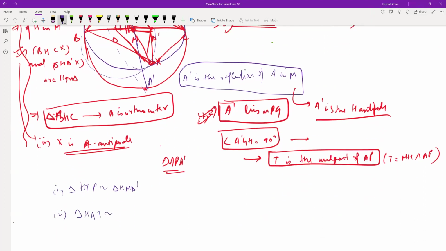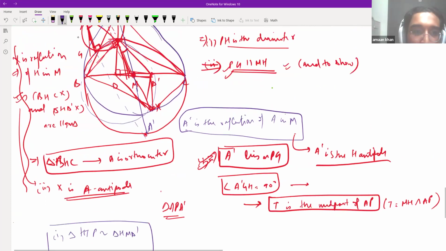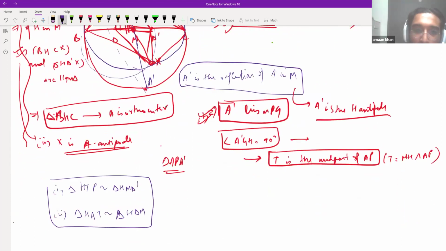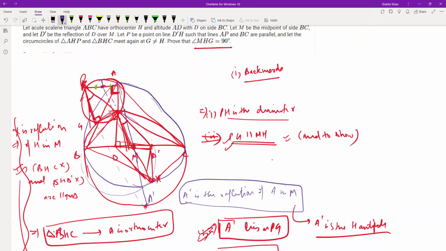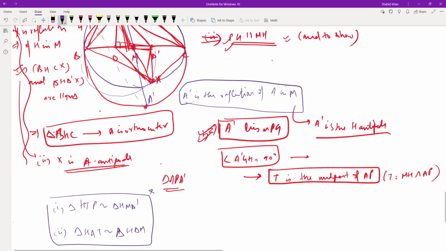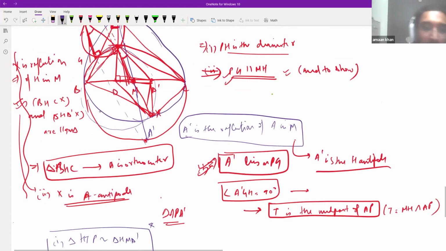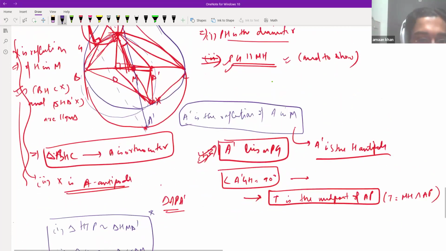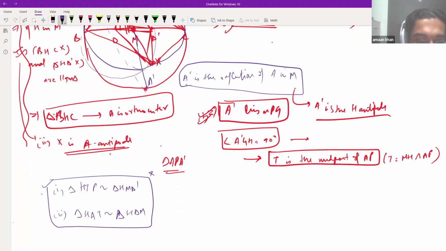Yeah, so now we are done, I guess. Then you can use the similarity ratio. You'll get that this is the midpoint. Do I need to do that or does everyone get it? No, we are done, right? Just a minute, how did we complete after this? Oh, okay. I just write the similarity. So this is fine, right? These two triangles are similar.